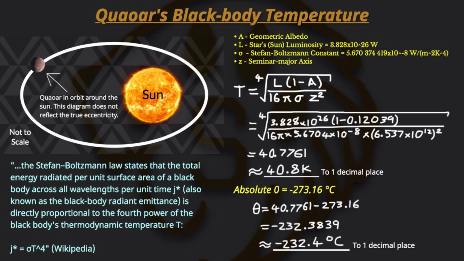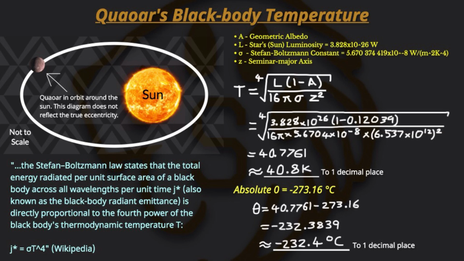And the units, I can't be reading that. It's like watts per meter squared by kelvins to the power 4, something like that, which is multiplied by the semi-major axis. And remember, we're using meters, which is the standard unit, so it's in terameters here, which is 6.537 by 10 to the power of 12 meters. So we have to convert them to meters. That's why we have to put the 10 to the power of 12. And then we square that. As you can see, it was squared in the equation, which when we do the entire calculation, we get 40.7761, which is approximately equal to 40.8 kelvins to 1 decimal place.